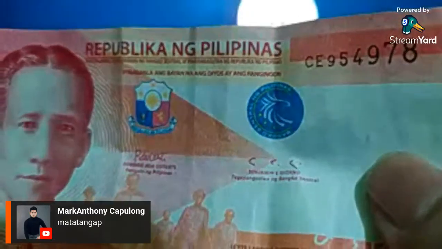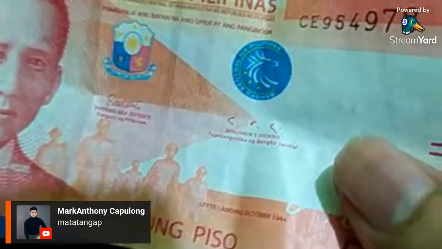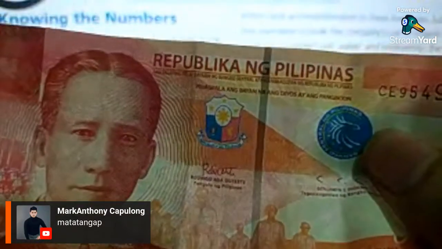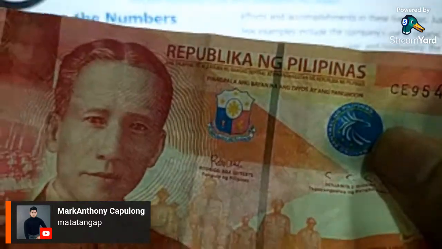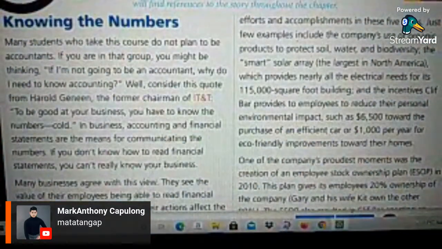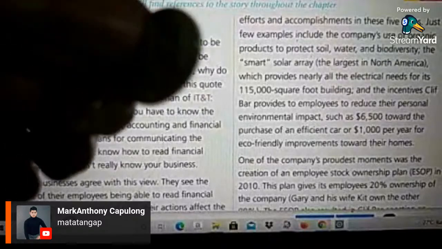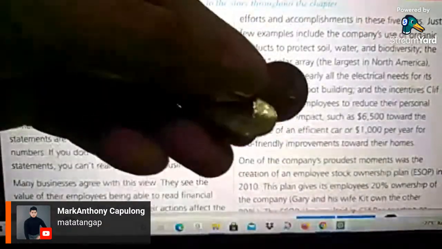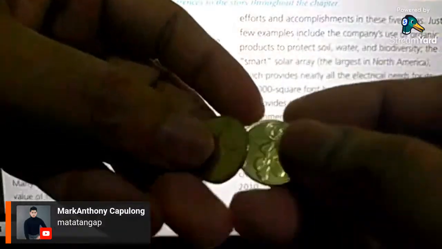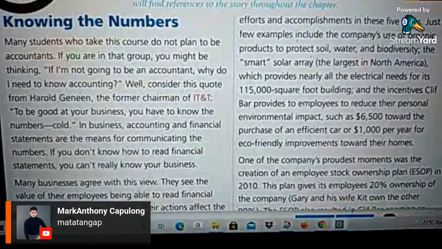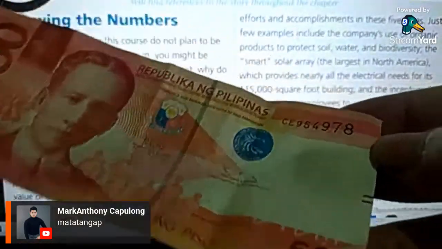Are you aware that we have a viral incident where somebody was paid his salary all in coins? For example, 20,000 in coins, all in 1 peso and 25 centavos. Imagine if you are paid your salary of 20,000 using all coins and without a single piece of bills.